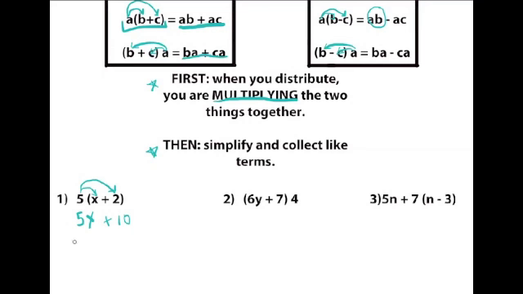So remember, a like term has two properties. They have to have the same letter and the same exponent.